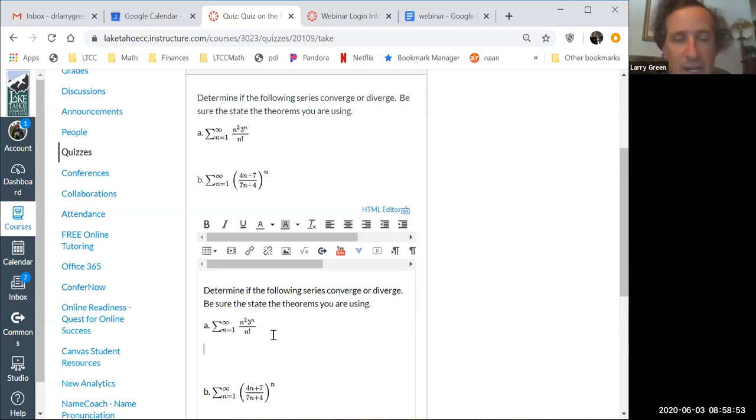On the other hand, this is just tailor-made for the ratio test because, as I mentioned, if you see a factorial, I'd say over 99% of the time, the ratio test is the way to go, because factorials are really nice when you take a_(n+1) over a_n. So we're going to use the ratio test.